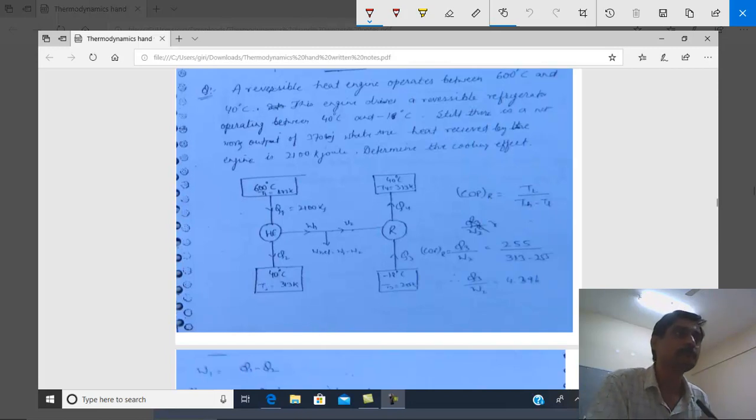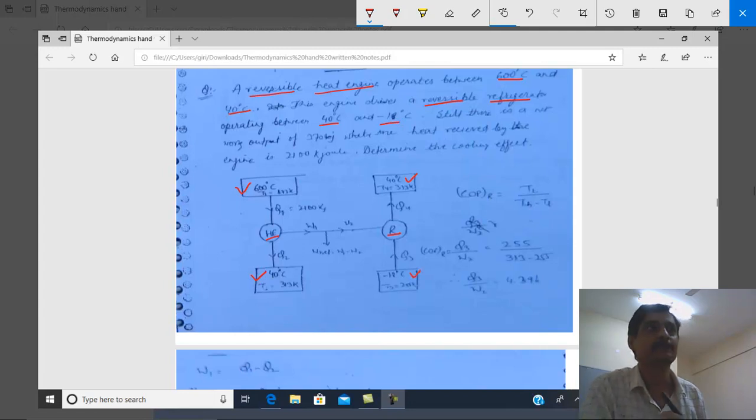So in this problem, there is a reversible heat engine. This is very important: it is a reversible heat engine that operates between 600 degrees centigrade and 40 degrees centigrade. This heat engine drives a reversible refrigerator operating between 40 degrees centigrade and minus 18 degrees centigrade.